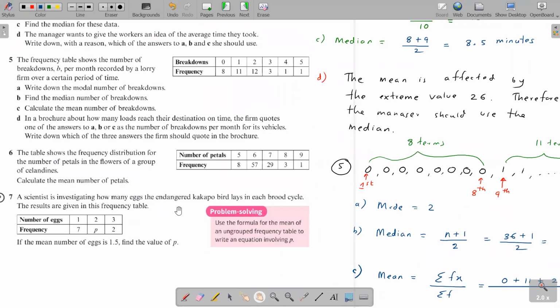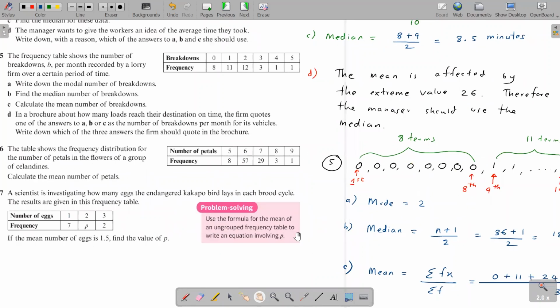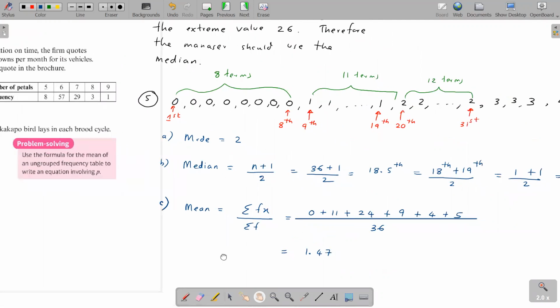Normally we say mean is the best value to use, but over here they are doing this brochure to show their business in good light, isn't it? So what do they want to show? Would they want to see the breakdowns to be highest or lowest? We would want to see the lowest number of breakdowns in order to promote this, isn't it?